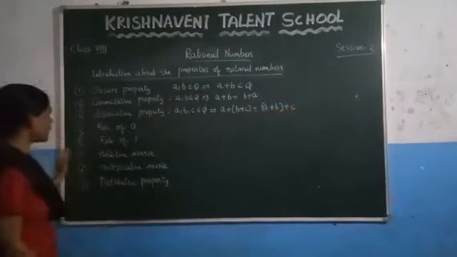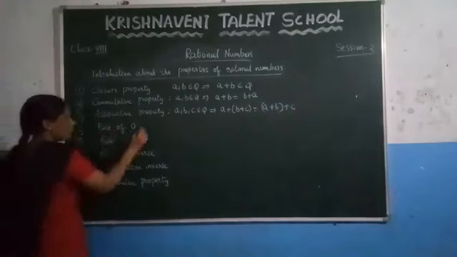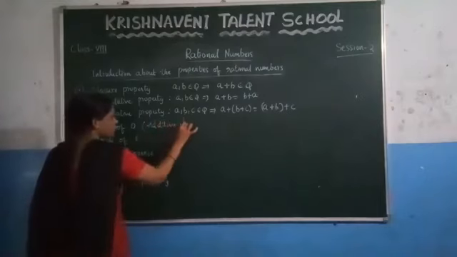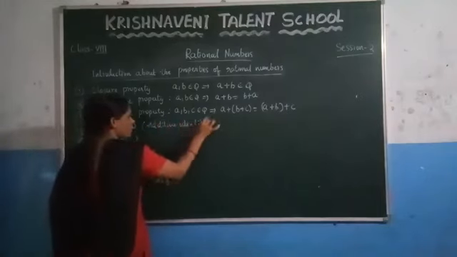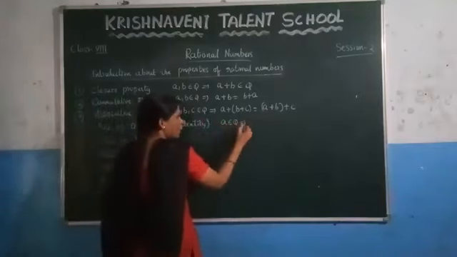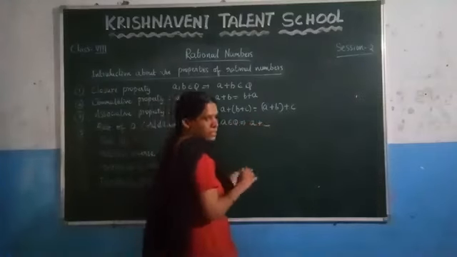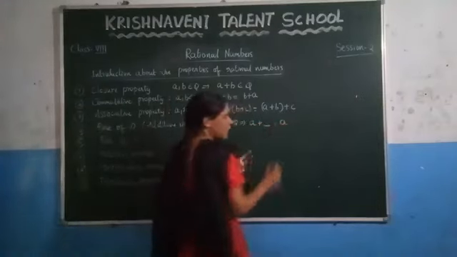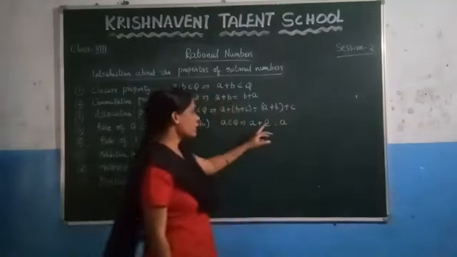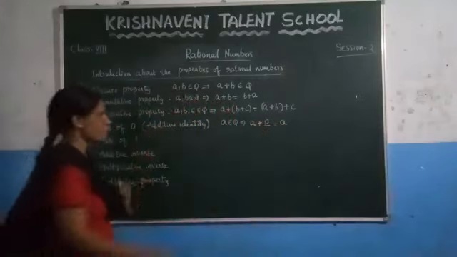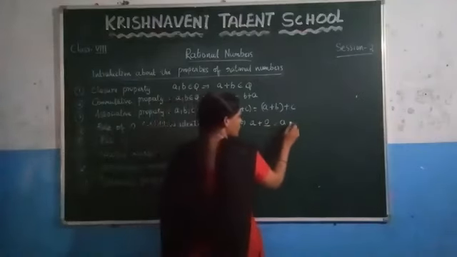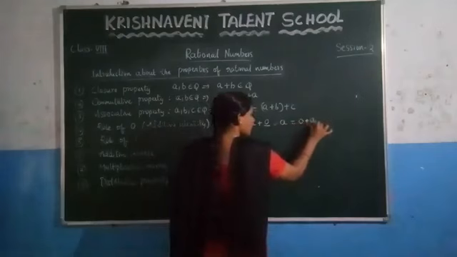And what is the next property? Role of 0. This role of 0 we call the additive identity. What this property says here: if you consider any rational number, you add one number such that you get the same number as the result. What is the number you have to add here? 0 is the number you have to add. That 0 we call the additive identity. So here the property says, if A belongs to Q, then A plus 0 is equal to A, and that must be equal to 0 plus A.